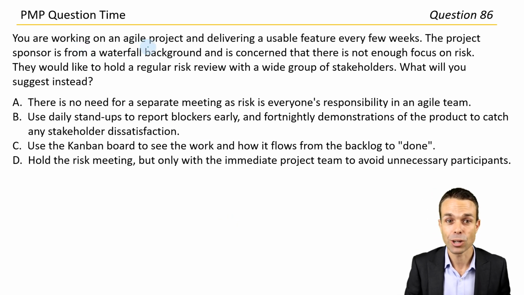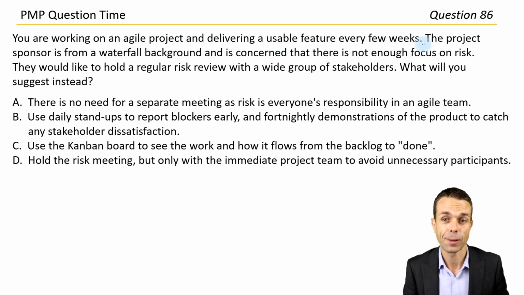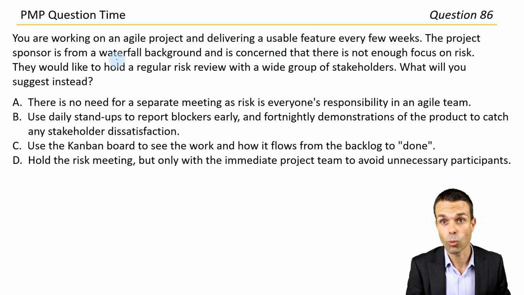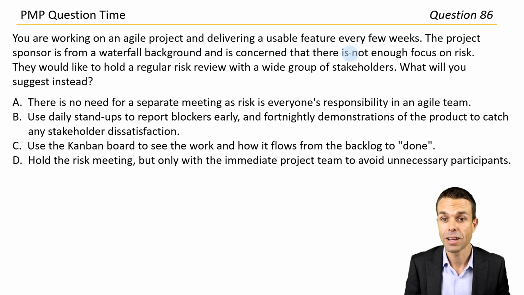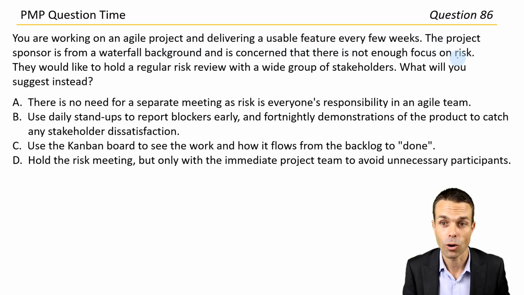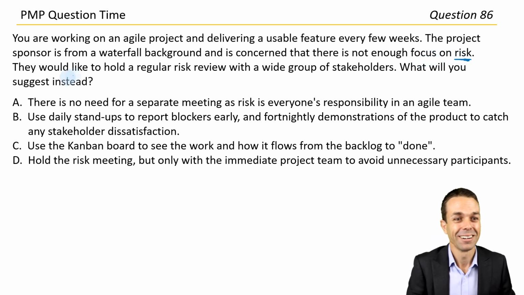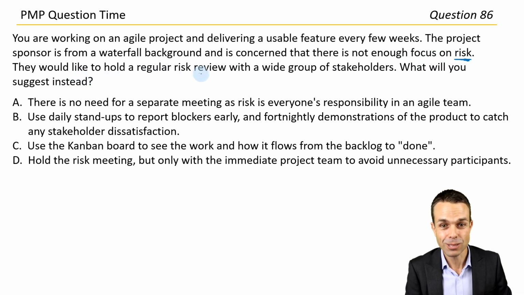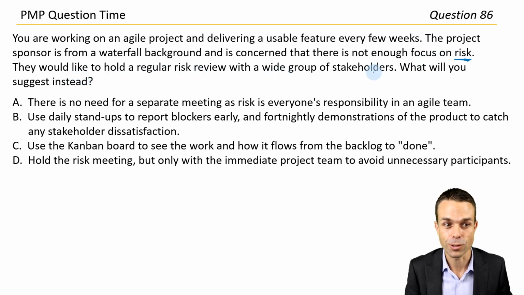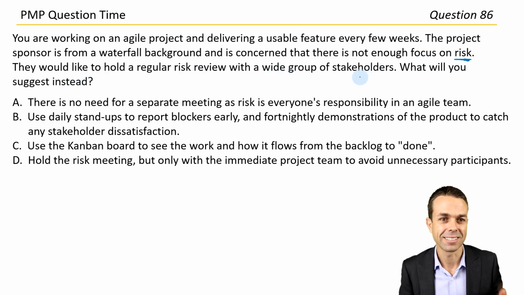You're working on an agile project and delivering a usable feature every few weeks. The project sponsor is from a waterfall background and is concerned that there is not enough focus on risk, of course. I think there's certainly enough focus on risk in this set of questions though. So, at least we've got that covered. They would like to hold a regular risk review with a wide group of stakeholders. What will you suggest instead?